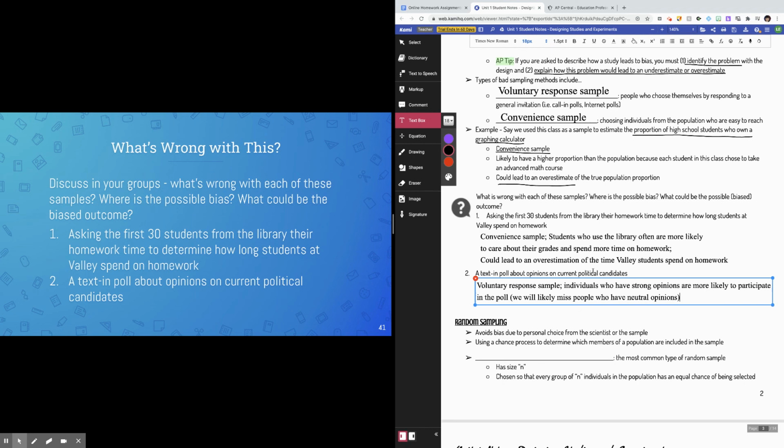Okay, and depending on how many people call in or text in, it could lead to an overestimation if more people who favor that candidate text in, but it could also lead to an underestimation of support or opinions if more people who dislike the candidate text in. Right? So sometimes a situation could go one way or the other, right? So you kind of have to talk about those things and put it in the context of the problem. Always go back to the context of the problem.